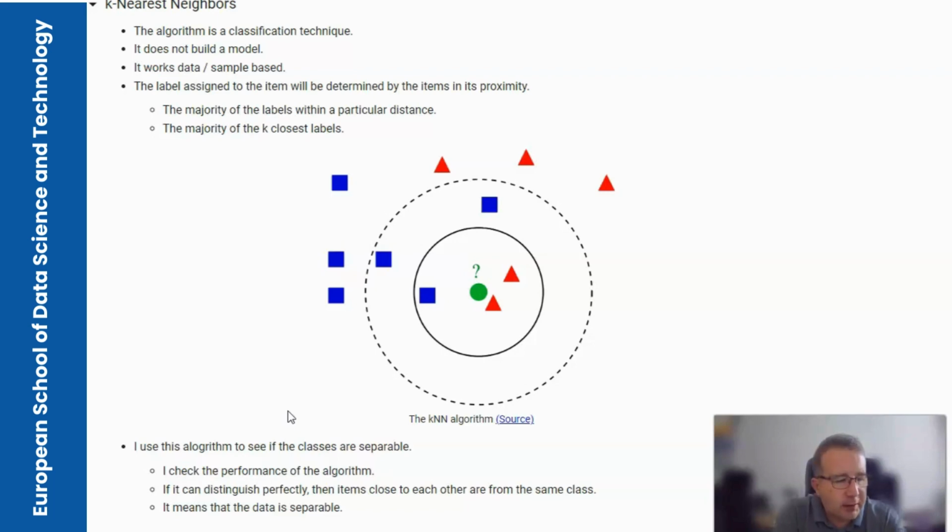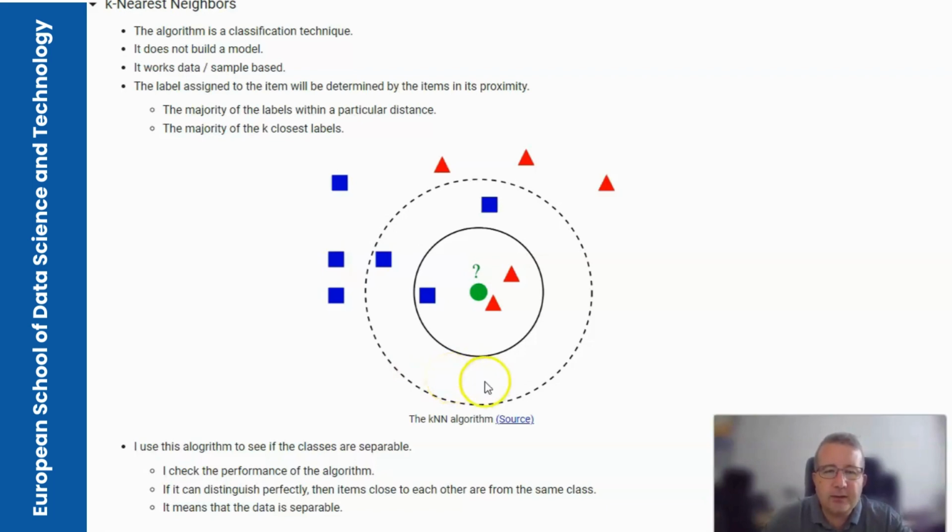And there is the next thing which I typically do with data, which is also about separability. And to do this, I do the trick of involving a classification algorithm, which is the k nearest neighbors, which is a very simple technique. It doesn't build a model, so it doesn't try to draw any decision border. It works purely sample based.